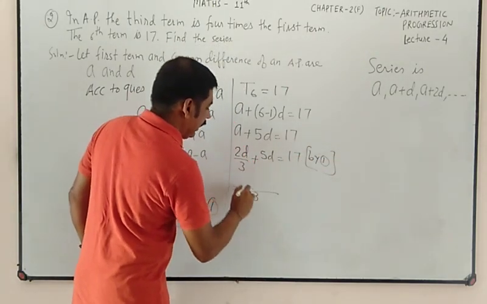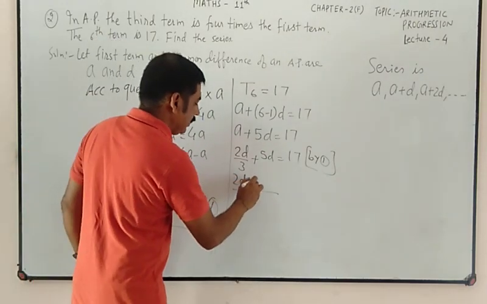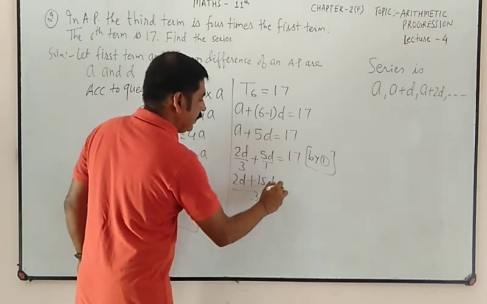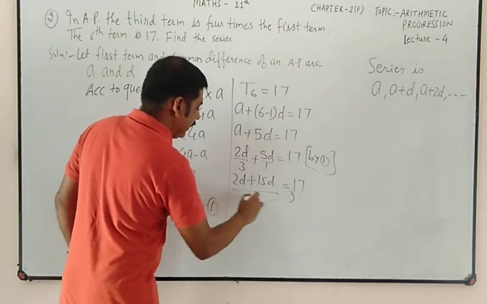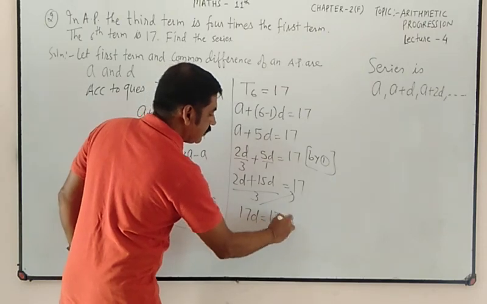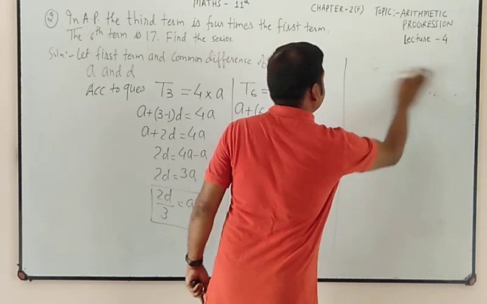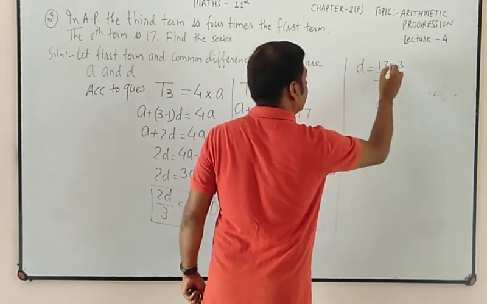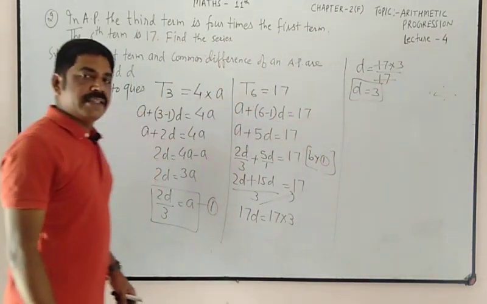Now taking LCM. 3 ones are 3. 2d plus 3 5s are 15 equals 17. Cross multiplication. 17d is equal to 17 into 3. So d is equal to 17 into 3 upon 17. Cancel. d is equal to 3. So we have d is equal to 3.